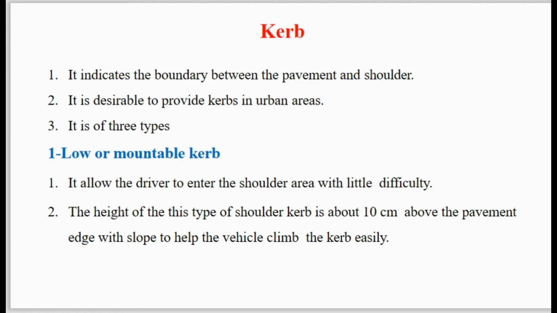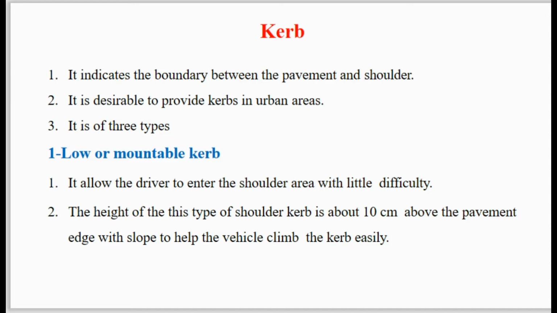Now, curbs basically indicate the boundary between the pavement and the shoulder, and they avoid the undue movement of vehicles from the pavement onto the shoulders. That means it is a dividing line in between the pavement and the shoulder. It is desirable to provide curbs in urban areas as vehicular movement on the pavement is more. Hence, it divides the pavement and the shoulder and makes the shoulder area or the footpaths available for the pedestrians and cycle tracks to move.